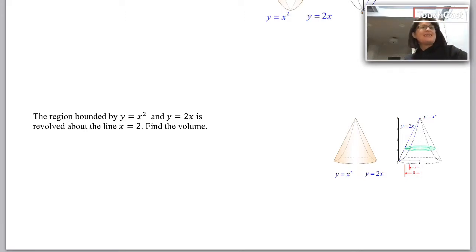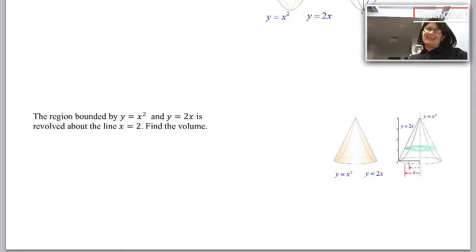So same original region as the previous problem, the area between the line y equals 2x and the parabola y equals x squared. I'm going to take that same region, and instead of revolving around the y-axis, I'm going to revolve it around the vertical line x equals 2. So there's a picture here that's nice.